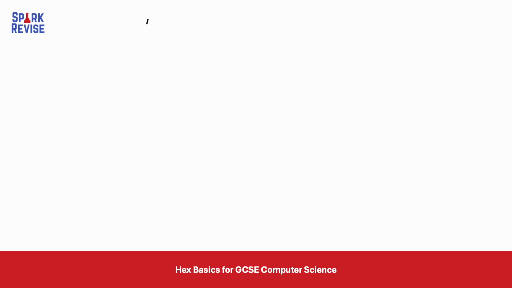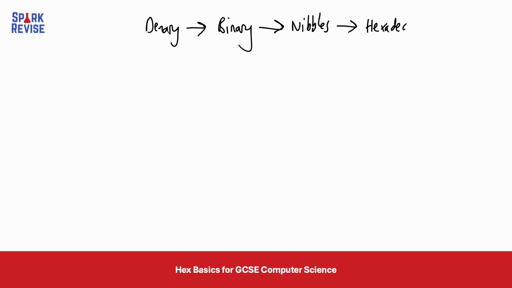So we convert our denary to binary, split that into nibbles, and then convert each into a hexadecimal. Instead of going straight from denary to hexadecimal, we're going via binary. So say we've got our number 200.